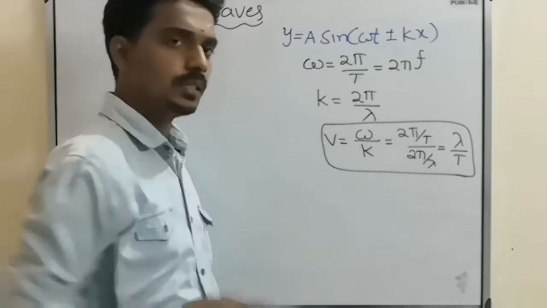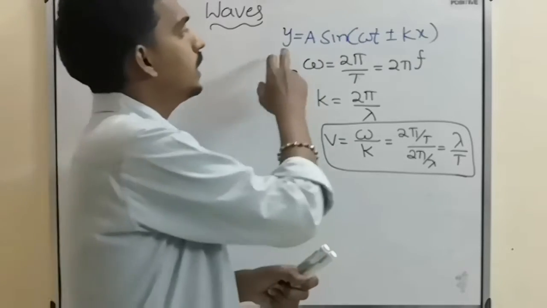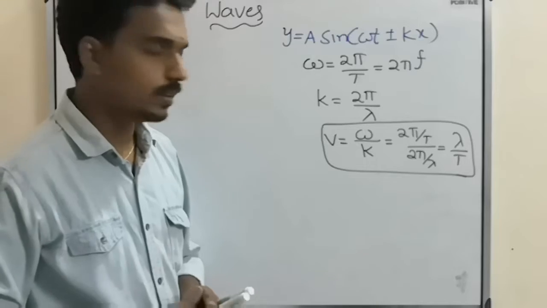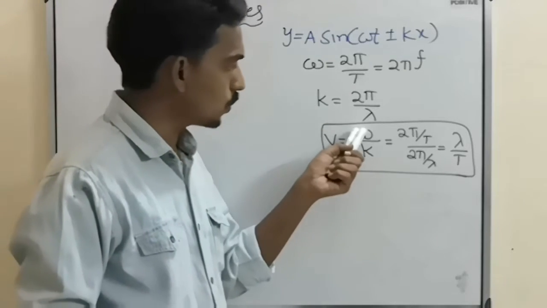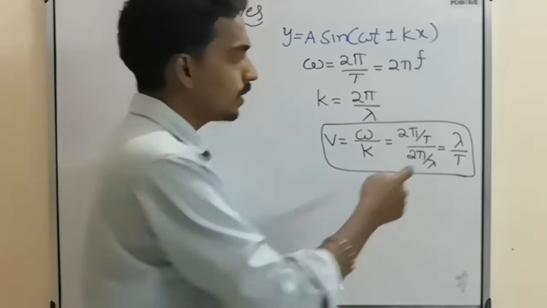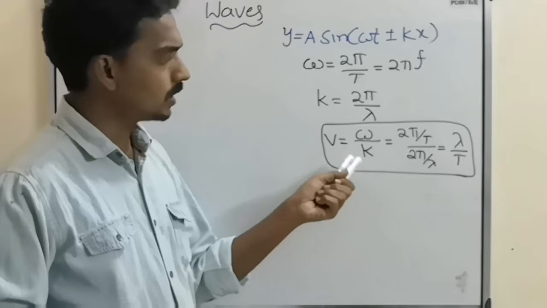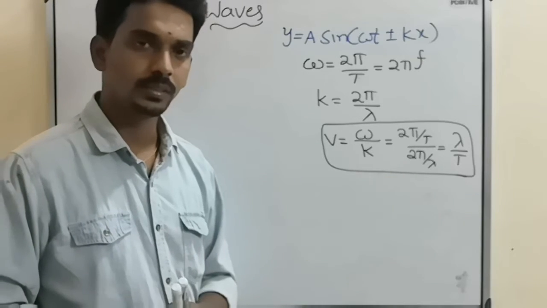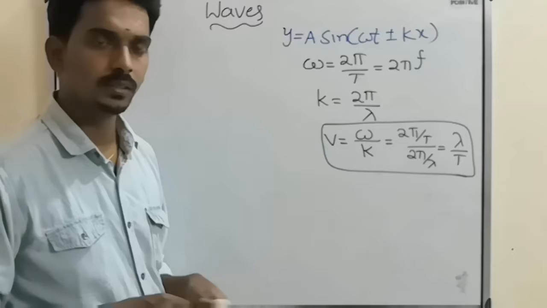If the wave is given in the form of a wave equation, then you can find the speed of the wave from the values of omega and k, as omega by k, or else from the values of lambda and time period. So this is the speed of the wave we are talking about.